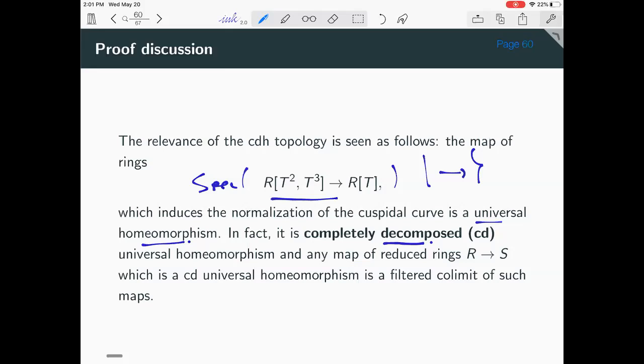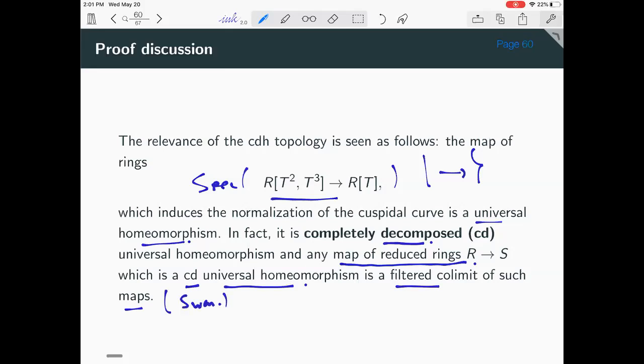And in fact, any map of reduced rings which is a completely decomposed universal homeomorphism is in fact a filtered colimit of extensions of this form, of just t squared, t cubed into t. Okay? And this is the theorem of Swan.